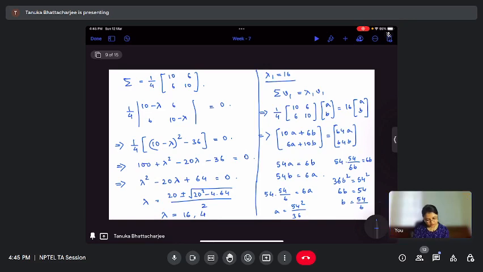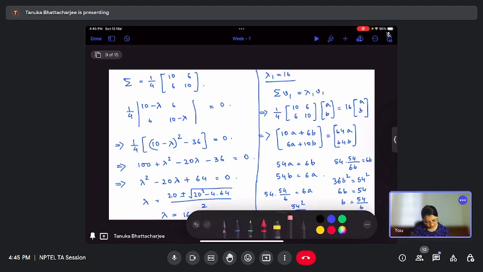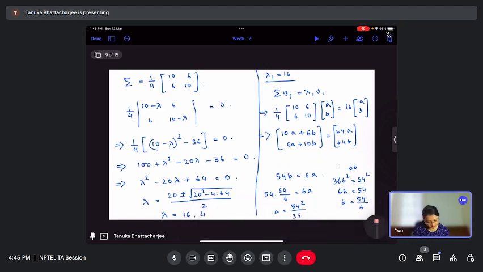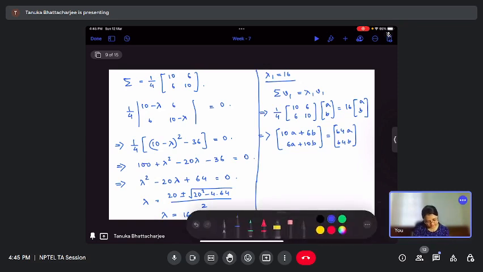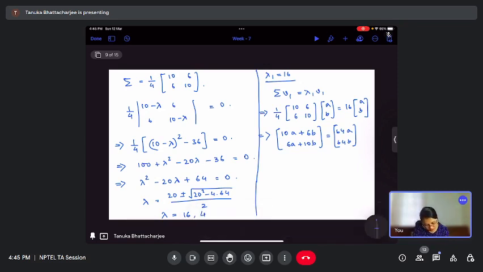Ma'am, how do we get 36b square is equal to 54 square? Maybe I have made some mistake. Let me do it once more. Up to this point it is correct, right? Yes, ma'am. So now if we just take the top equation, we get 54a equals 6b, right?